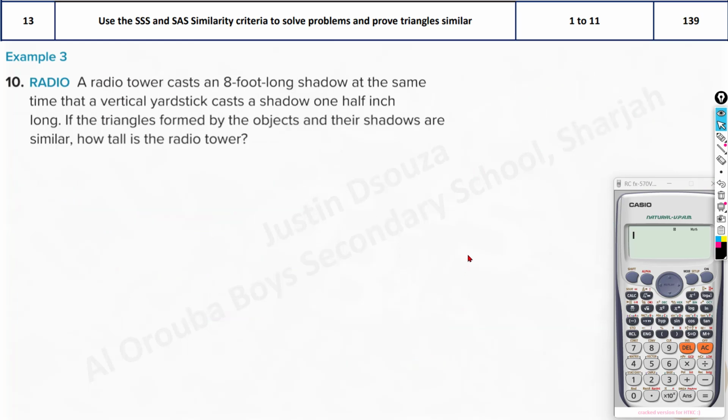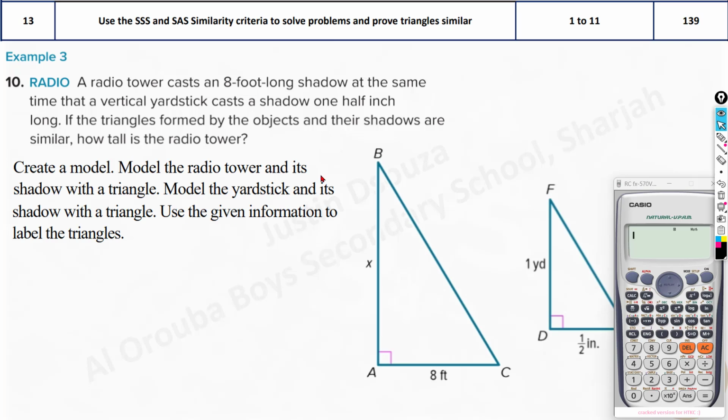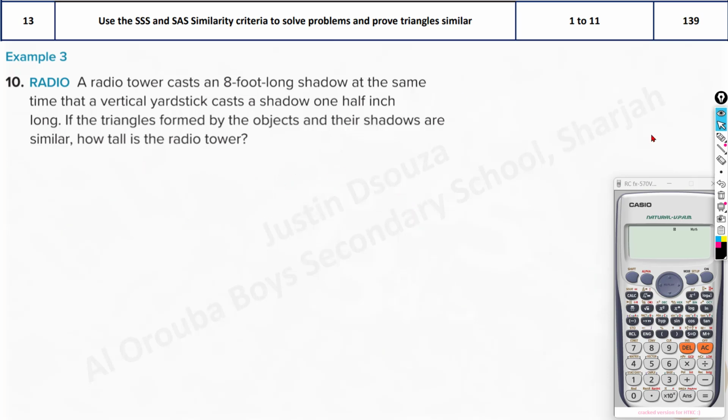Now, what about the next one? A radio tower casts a shadow. Okay, there is no figure over here, so the figure must be drawn by us. Let's do it now. A radio tower casts an 8 foot long shadow at the same time that a vertical yardstick casts a shadow of half an inch. Now you can see there are yards, feet, and inches. It's a little bit tricky because all the values are different.